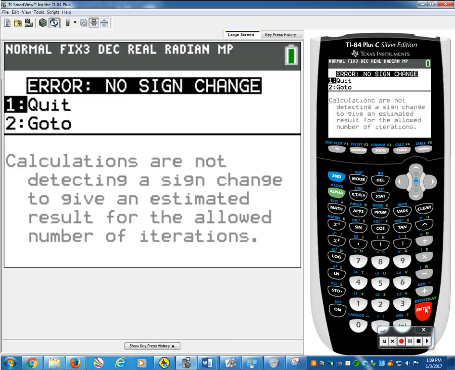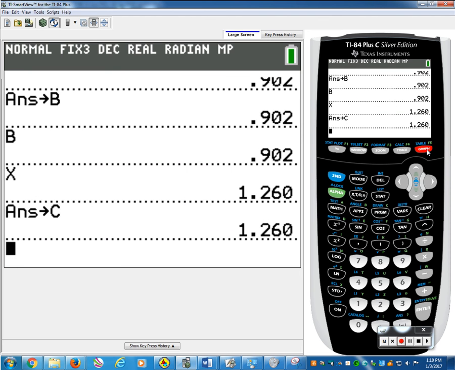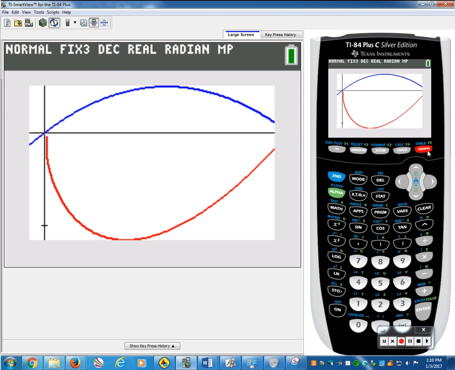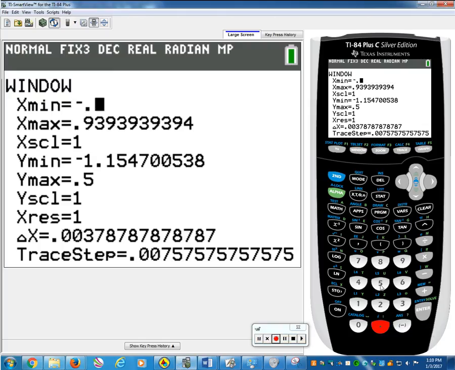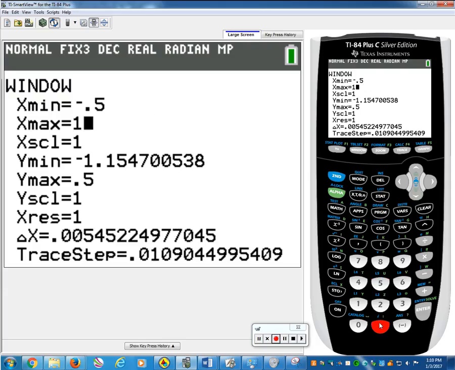This calculator is not detecting a sign change to get an estimated result for the allowed number of iterations. On an older 84, it'll just say it doesn't work. It's because it's trying to find an intersection when the graph stops right at 0, so you have to change your window to get a little bit larger. So we'll say like negative 0.5. So like 1.1, just to make sure we can zoom fit.